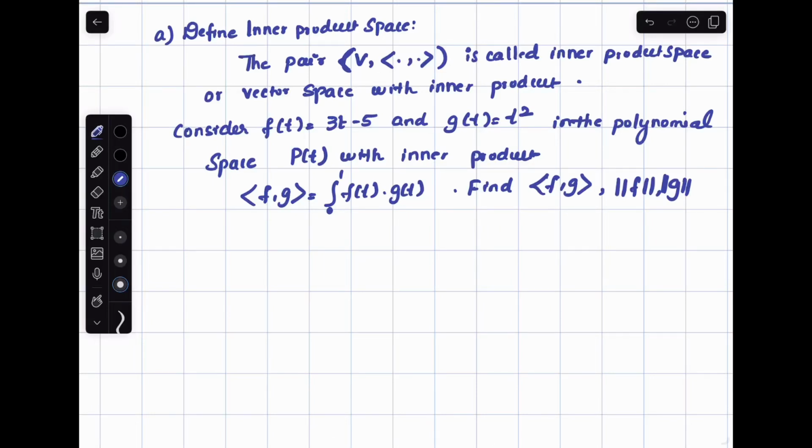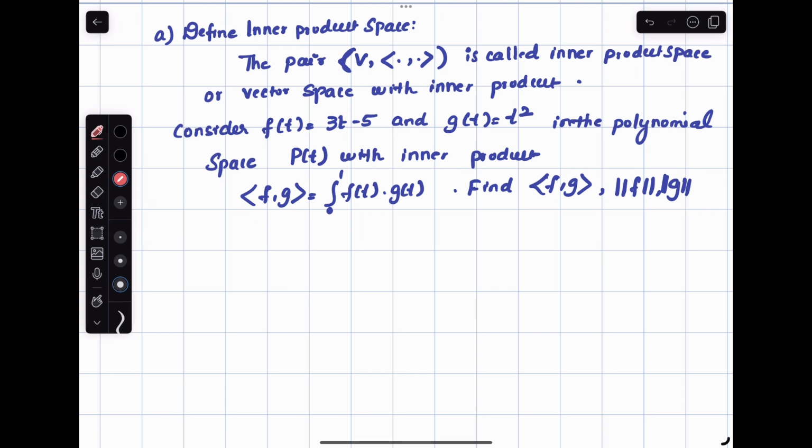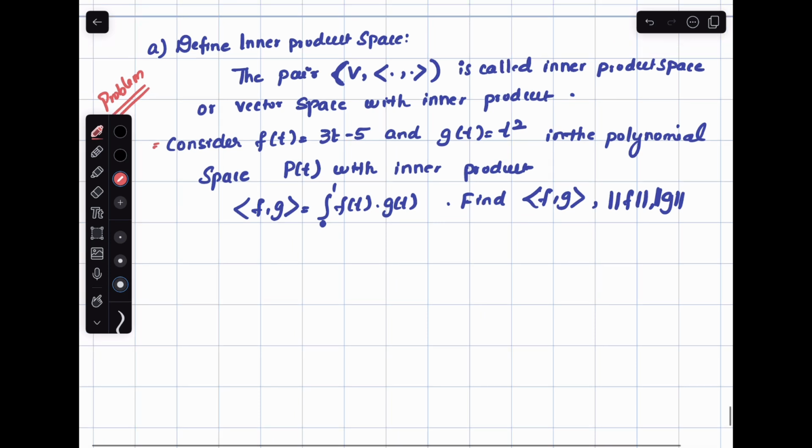Hello students, today we are going to see one of the problems that has been given in the model paper. The first question was to define the inner product space. So what is inner product space? The pair of the vector space V with the inner product is called inner product space, or vector space with inner product. What does it mean?